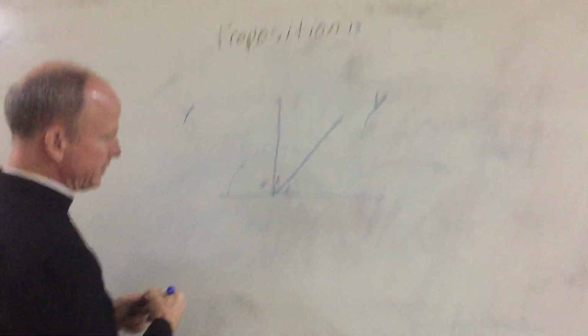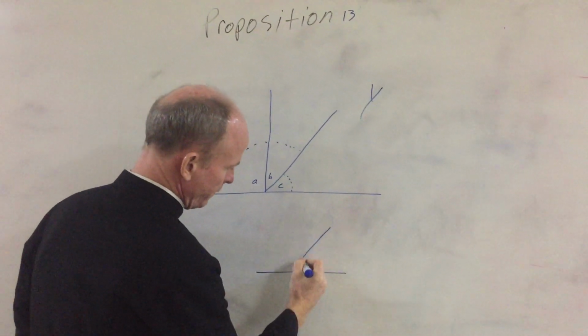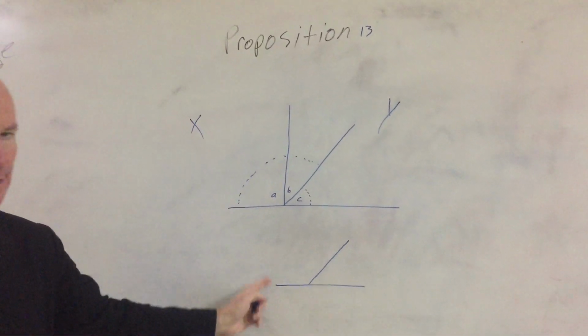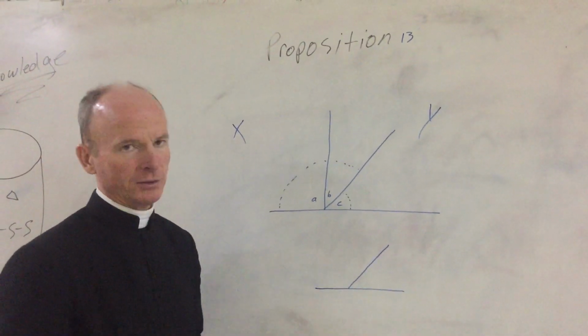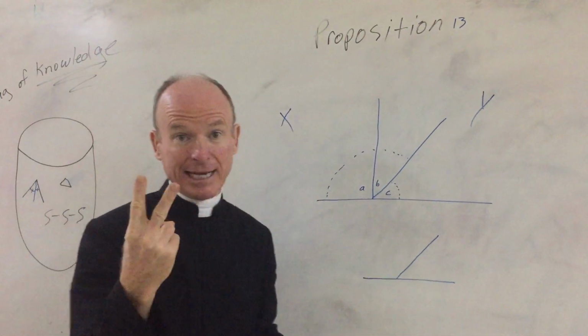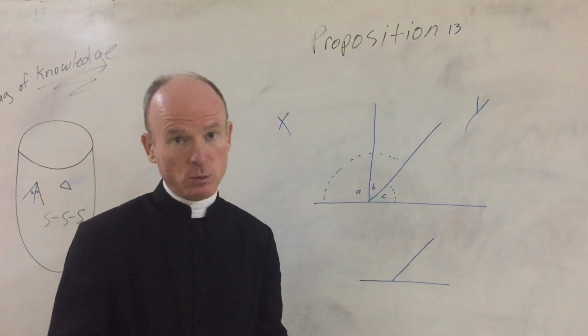So we have shown that any time a straight line falls on another straight line, creating adjacent angles, those two angles, adjacent angles, are either actually two right angles or they're equal to two right angles.